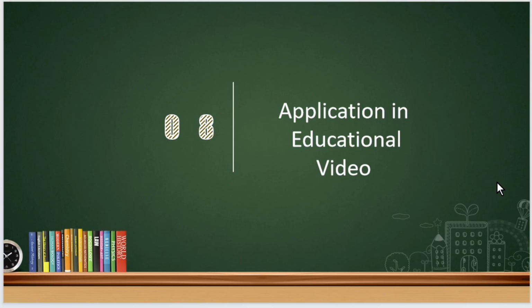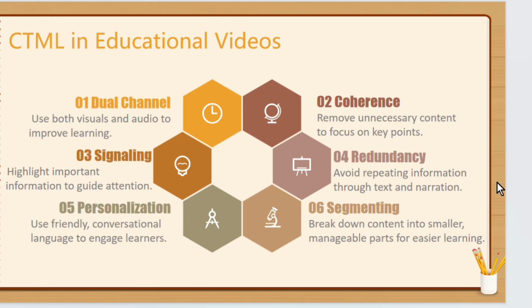Then we will talk about applying CTML in educational video. The first is dual channel, using both visuals and audio to improve learning. The second is coherence, removing unnecessary content to focus on key points. The third is signaling, highlighting important information to guide attention.